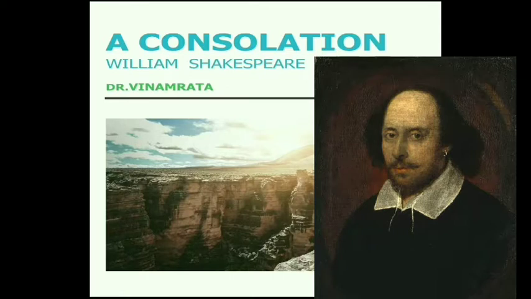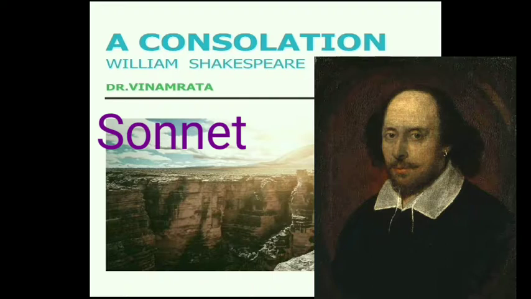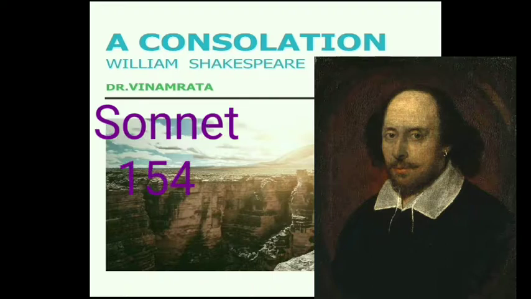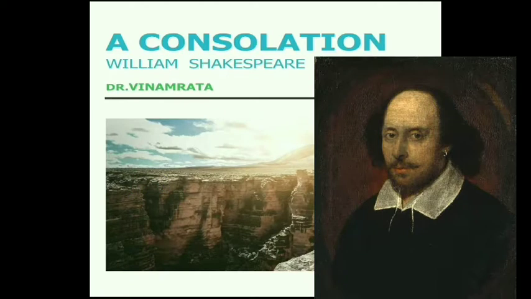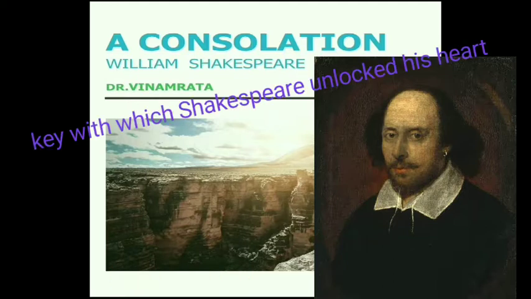But here the poem we have is one of his sonnets, because Shakespeare had written 154 sonnets altogether. That was a total sonnet sequence of 154 sonnets. Now, this sonnet, which is titled A Consolation, is dedicated to his beloved, or the dark lady. It is generally said that the sonnets are the key with which Shakespeare unlocked his heart.